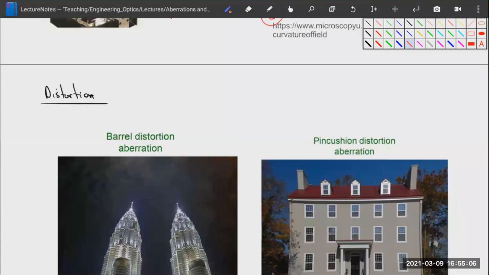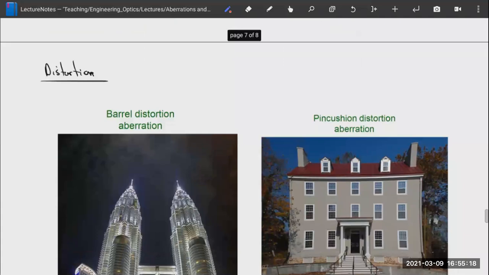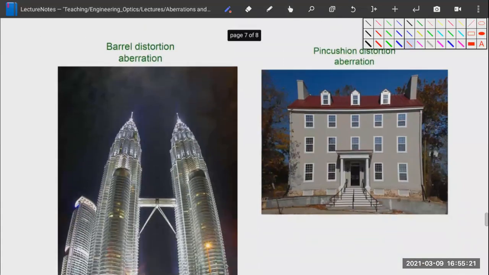Okay, we have two more aberrations, and we're going to talk about them together real quick. We have distortion and chromatic aberration. So, distortion is when our magnification varies with our distance from our optical axis. And there are two types of this. There's barrel distortion, where our magnification decreases with our distance from our optical axis.